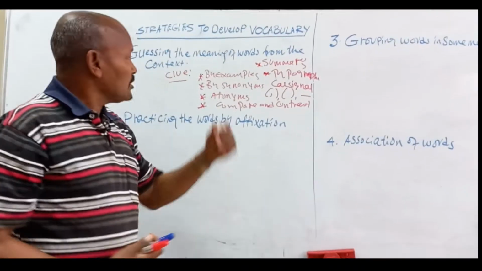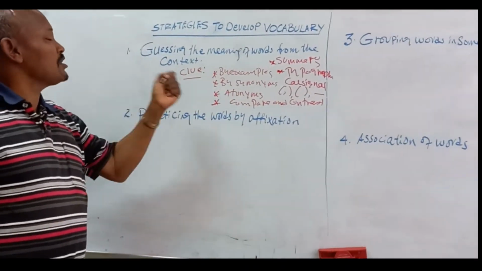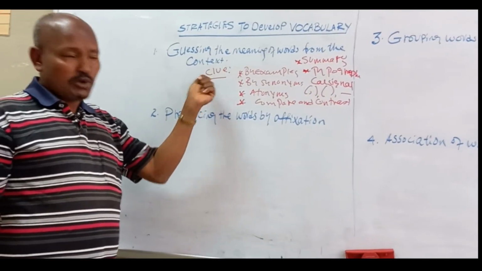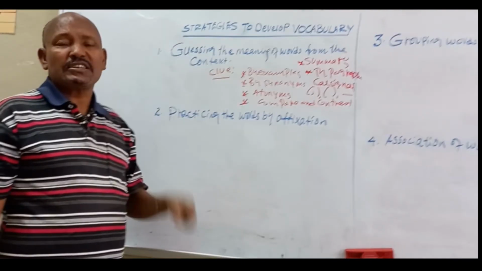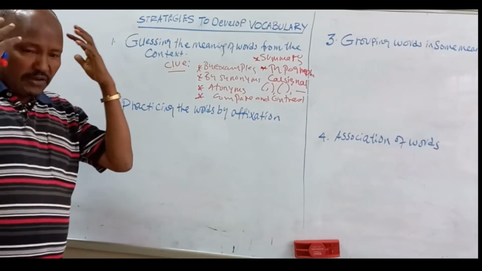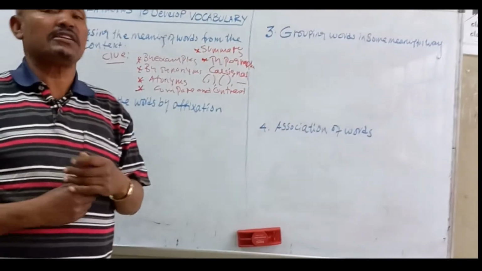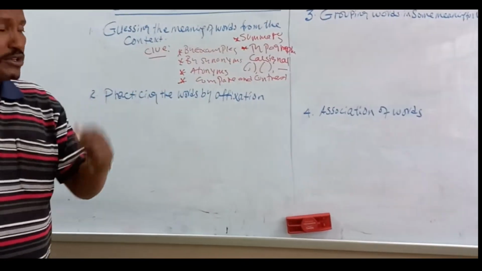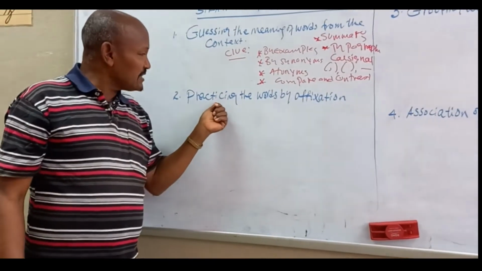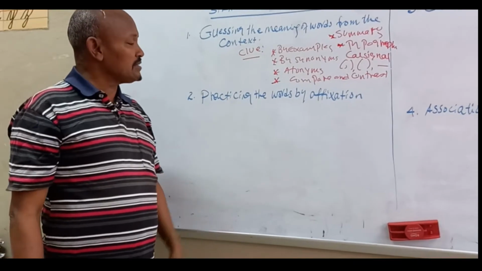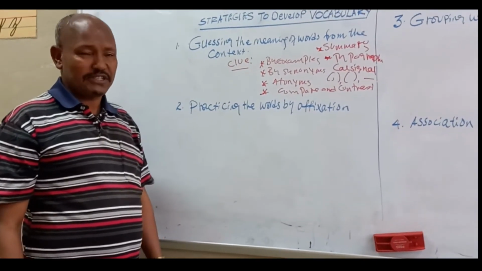So to guess the meaning of words, we depend first on clues. Clues play a great role in guessing the meaning of words. So we have to develop and use these clues in defining the difficult words. So this is the first one. The second thing that we should use is practicing the words by affixation.